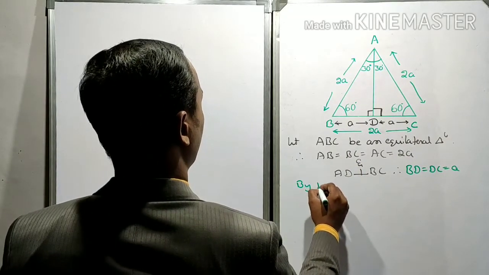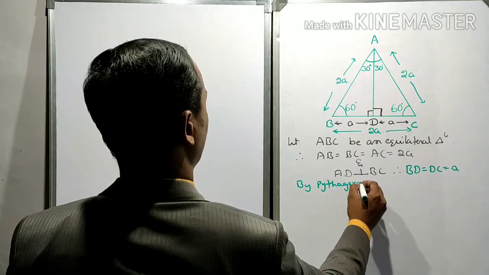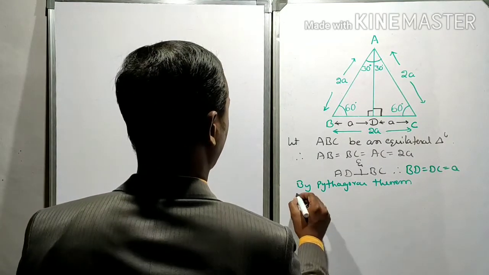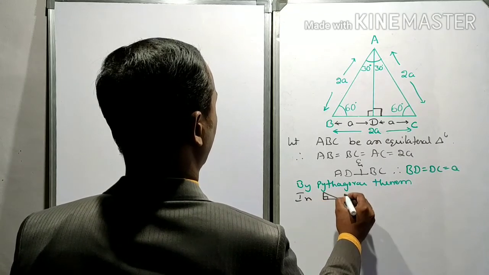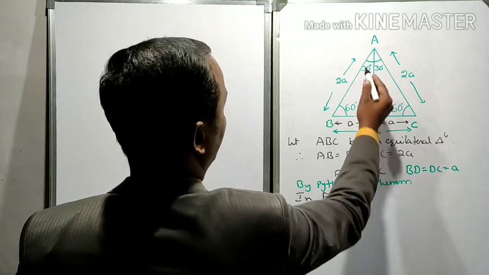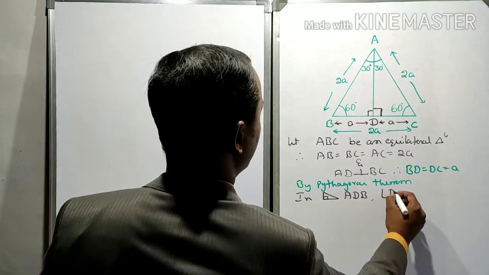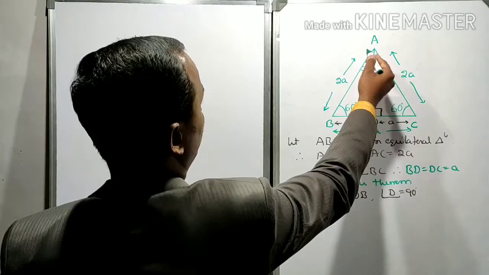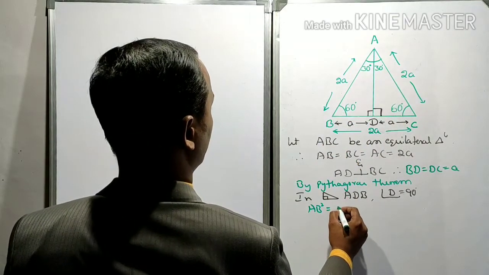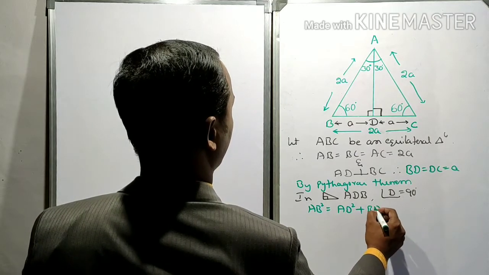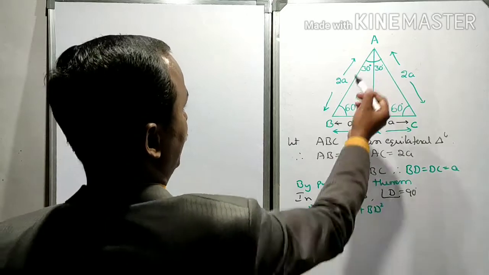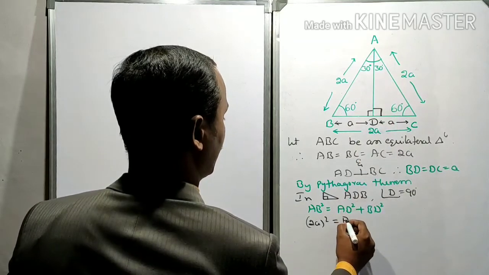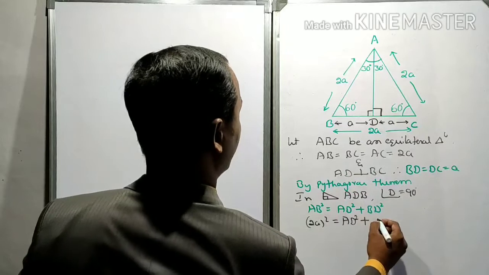By Pythagoras theorem, in right angle triangle ADB, angle D is equal to 90 degree. I will write the Pythagoras theorem equation. Opposite side of 90 degree is AB, so AB square is equal to AD square plus BD square. I substitute the lengths of the sides: AB square is 2A whole square, equal to AD square, which we don't know, plus BD square, which is A square.